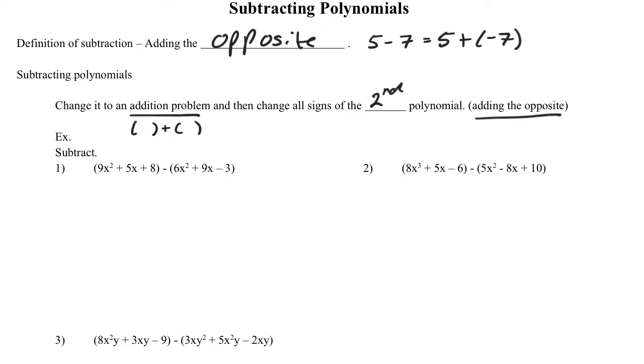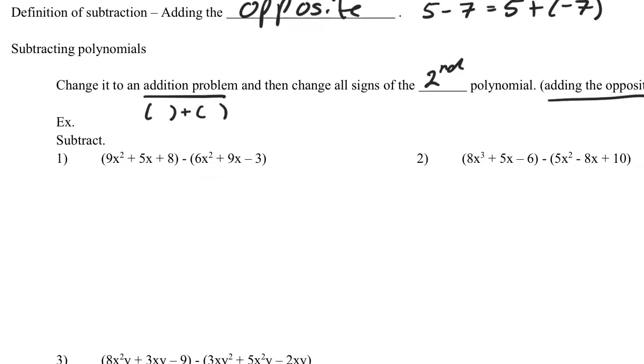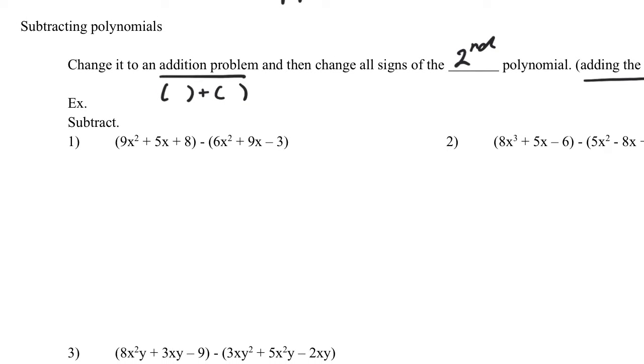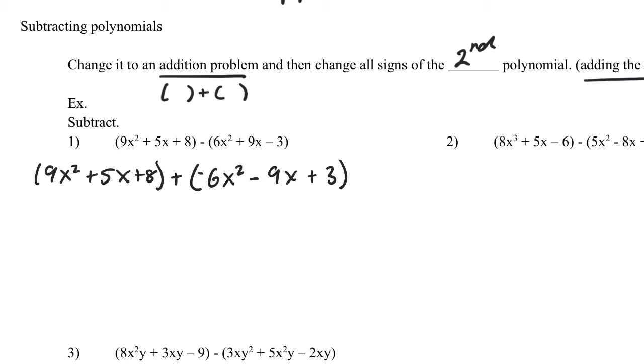So we're going to go ahead and take this first problem and change it to an addition problem. So we are going to take 9x squared plus 5x plus 8, and then instead of subtracting that polynomial, we're going to add the opposite. So everything becomes the opposite. Positive becomes negative, negative becomes positive. So we're going to have a negative 6x squared minus 9x plus 3. So everything became the opposite there in the second polynomial. So we're adding the opposite. And now it's just an addition problem.